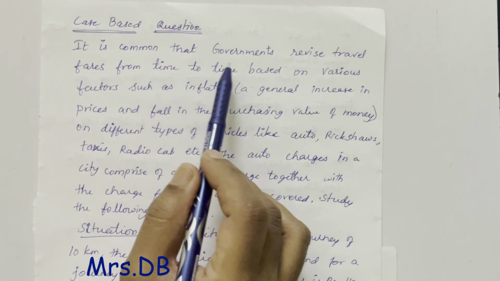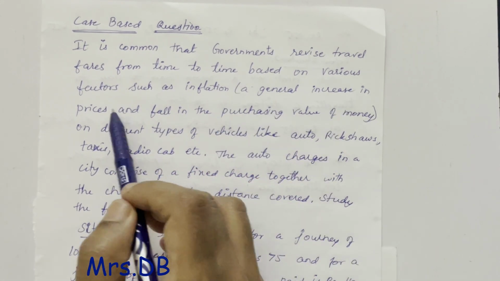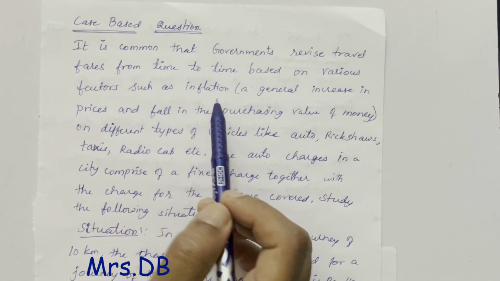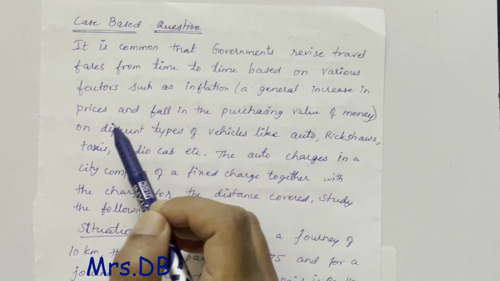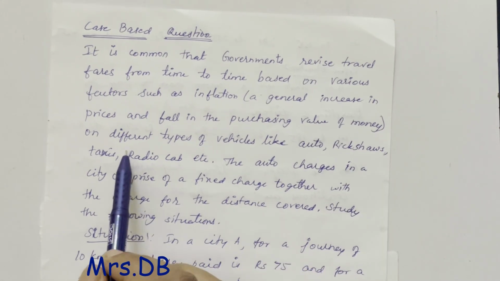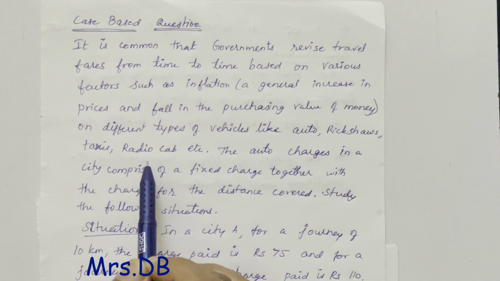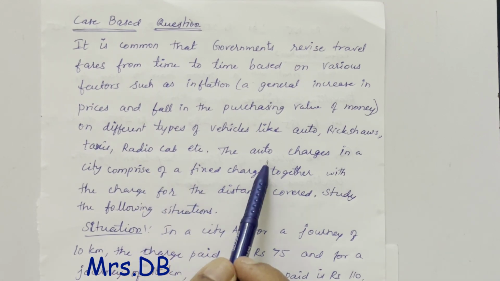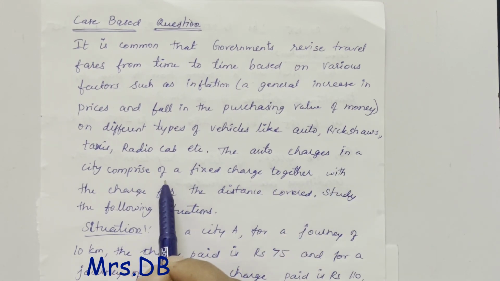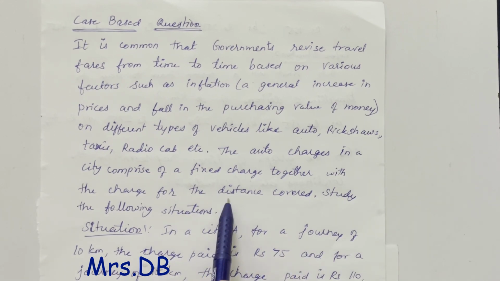It is common that governments revise travel fares from time to time based on various factors such as inflation. Inflation means a general increase in prices and fall in the purchasing value of money on different types of vehicles like auto rickshaws, taxis, radio cabs, etc. The auto charges in a city comprise a fixed charge together with the charge for the distance covered.